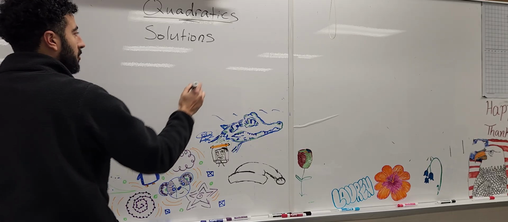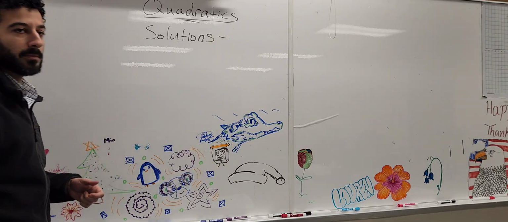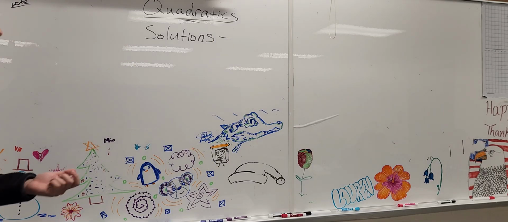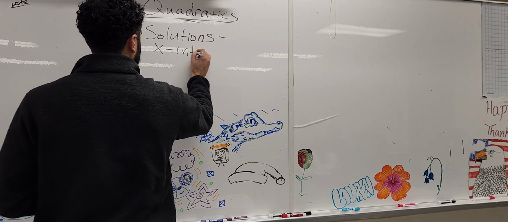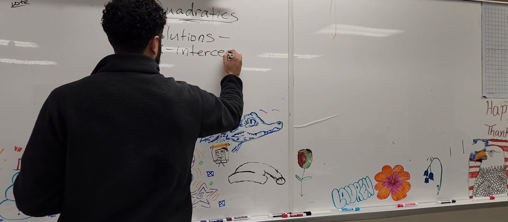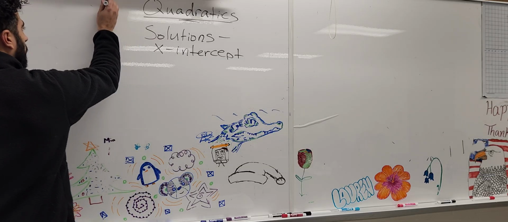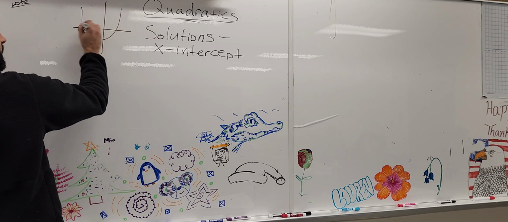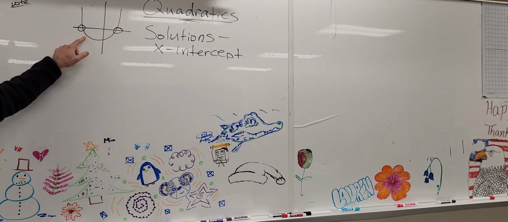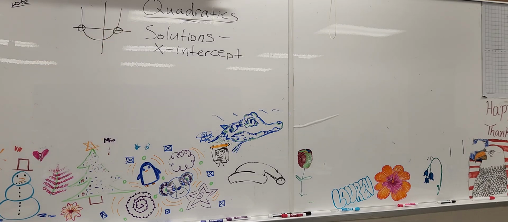So what does it mean to be a solution to a quadratic? What does that term mean? It's actually just the x-intercept. So imagine a quadratic, and it looks like this. That's a solution, right where it crosses the x-axis. So these are considered solutions of a quadratic. And for the next week or so, we're going to be discussing ways to find the solutions to a quadratic.